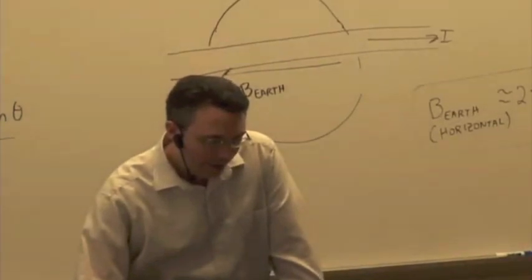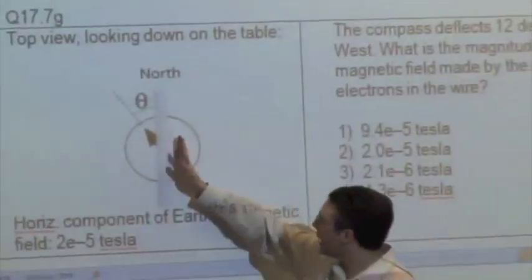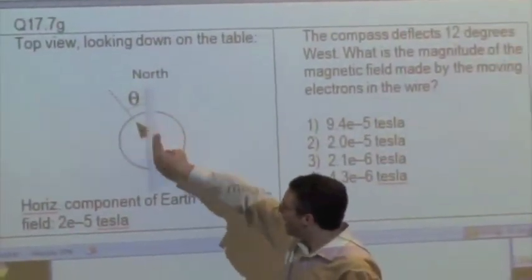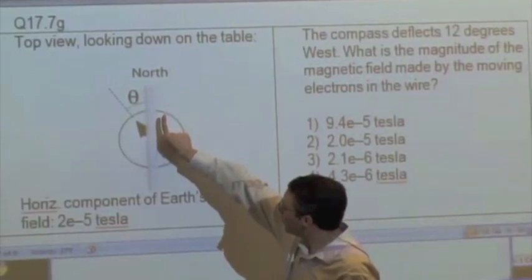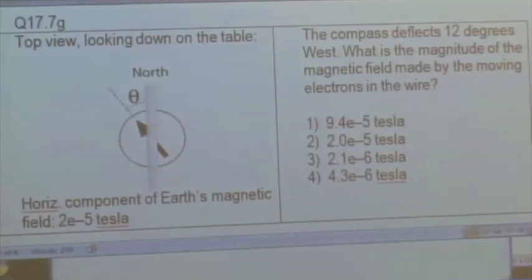Okay, so that's just a good number to keep in mind as a reference. And then we can actually use that result to calculate a magnetic field. So let's skip ahead here. Let's say we've rearranged the same sort of situation. You have a wire on top of a compass, and you're running a current through the wire. Without the current, the compass needle would point north, but with the current, it's deflected by an angle theta, 12 degrees to the west. You know the horizontal component is 2 times 10 to the minus 5 Tesla. What's going to be the magnitude of the magnetic field made by the current, by the moving electrons in the wire? Let's see if you can figure this out.